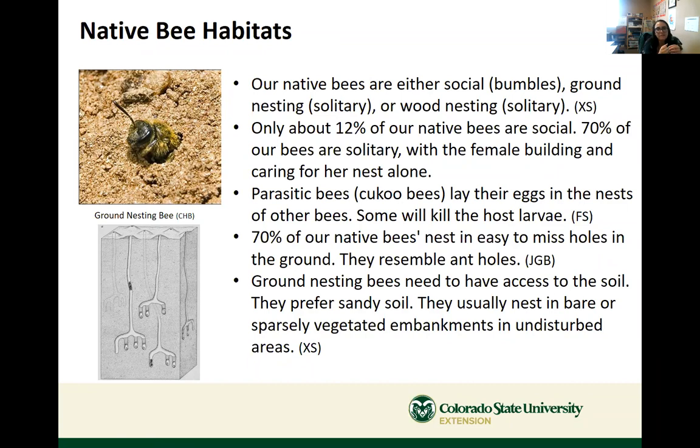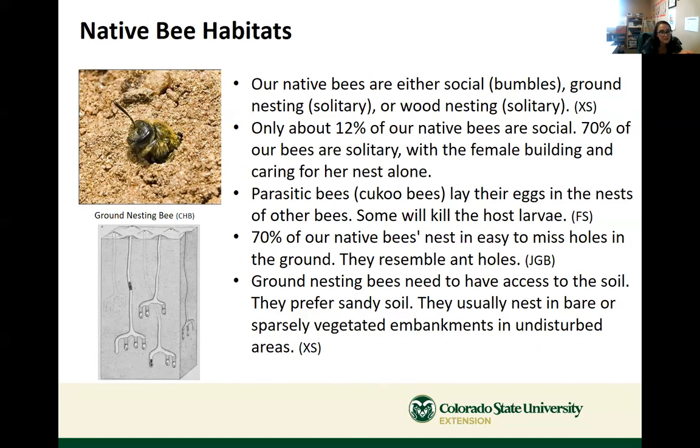70% of the native bees are going to be ground nesters. So ground nesting is more common than wood nesting. And they nest in these really easy to miss holes in the ground. They resemble ant holes, and they're very easy to miss. So that's something to be aware of.